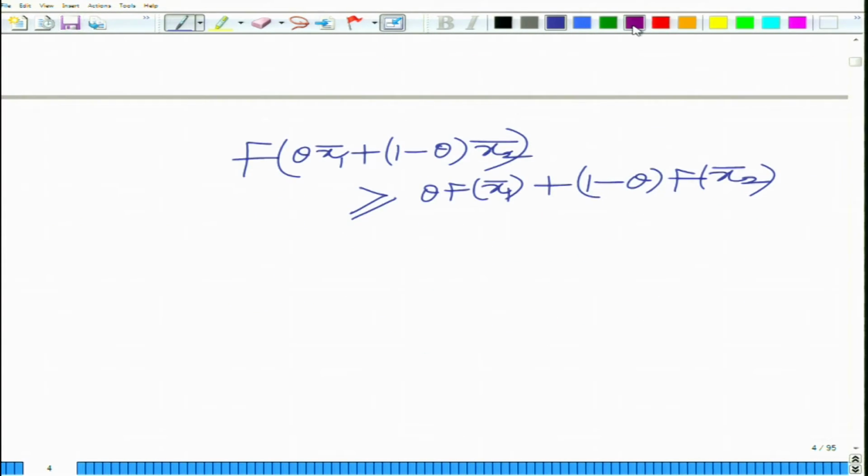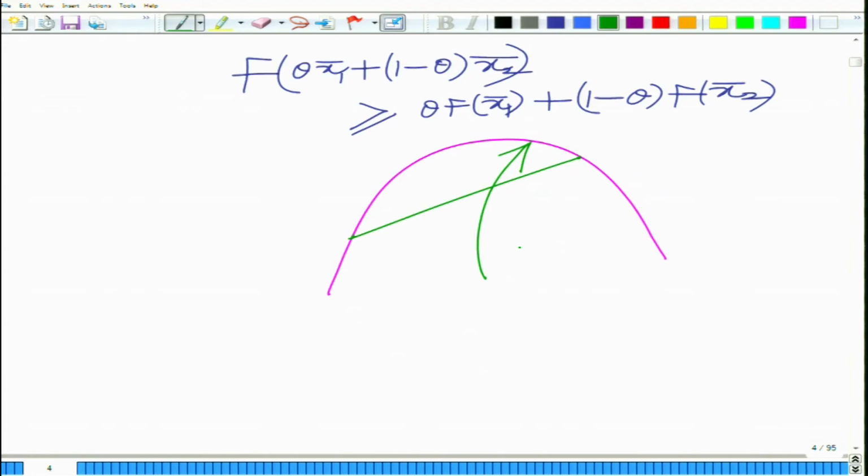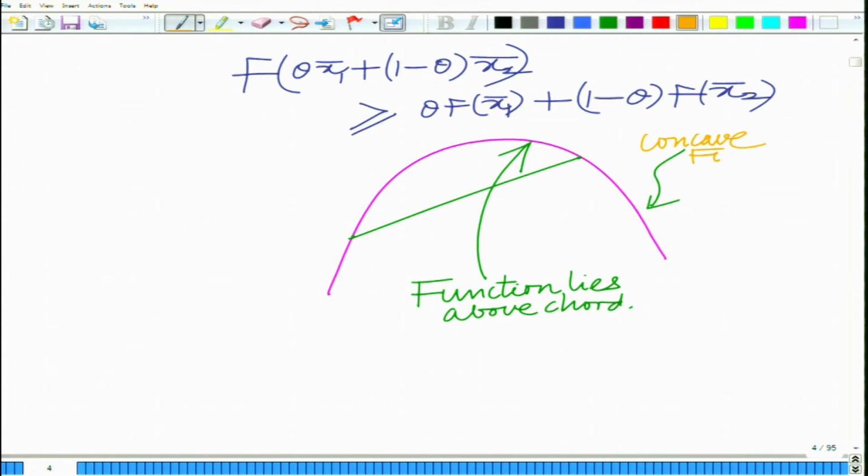And naturally a concave function curves downward, so its curvature is down. So, it looks like this, and you can clearly see that if you look at the chord joining any two points, the function lies above the chord, okay. So, this is function lies above the chord for a concave function. This is your concave.